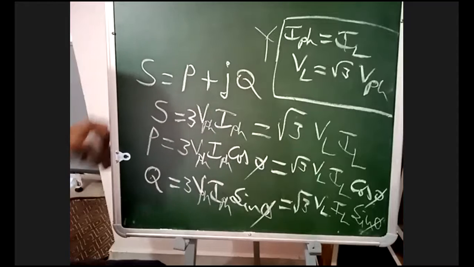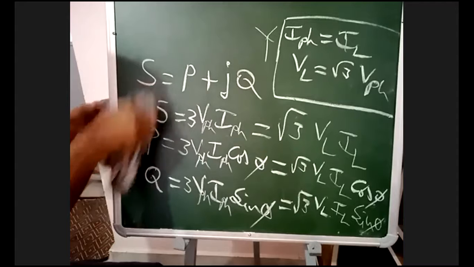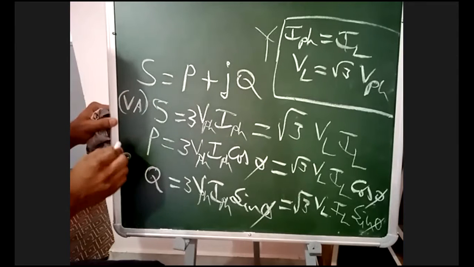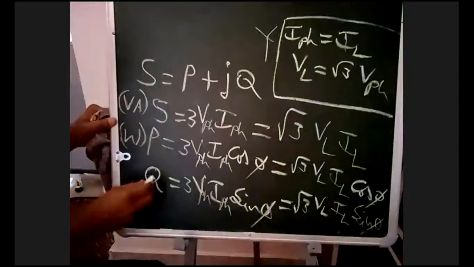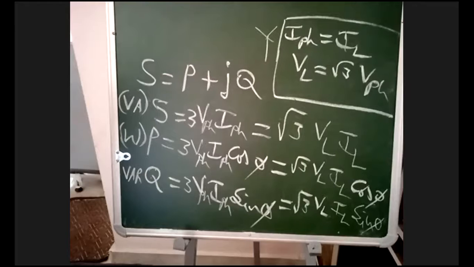Now in the problem, he is asking us to determine power and total volt ampere. Remember, the unit of S is volt ampere, total volt ampere. Unit of P is watts. Unit of Q is VAR, volt amp reactive. Already I had told this in single phase. Now these are the formulas for three phase. Is it okay?